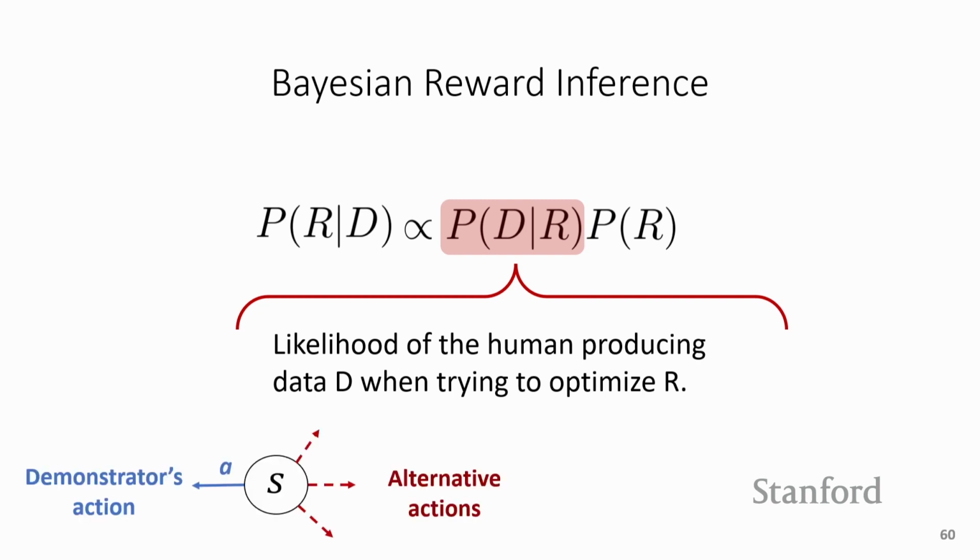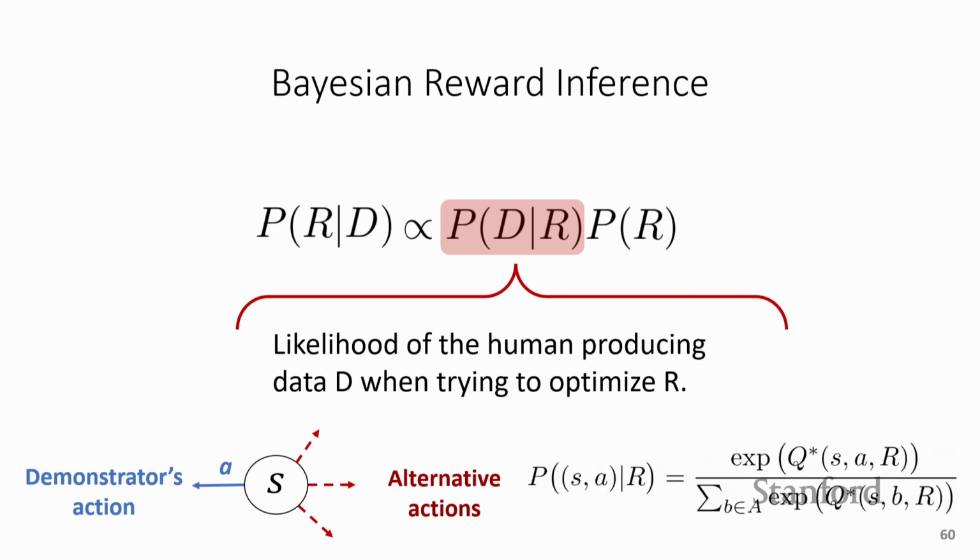To ground this a little more, let's say I'm in a certain state. The demonstrator takes action A, but there were alternative actions they could have taken. One common way of formulating this likelihood function is to say the likelihood of this state-action pair is going to be equal to this ratio, where in the numerator I have the Q value of the action the demonstrator took, representing the goodness of taking that action and then acting optimally thereafter. And I divide in the denominator by the goodness of all the other actions that the demonstrator might have taken. So I'm performing this counterfactual and saying, how good is this action you showed me versus the other alternatives under this reward function hypothesis?